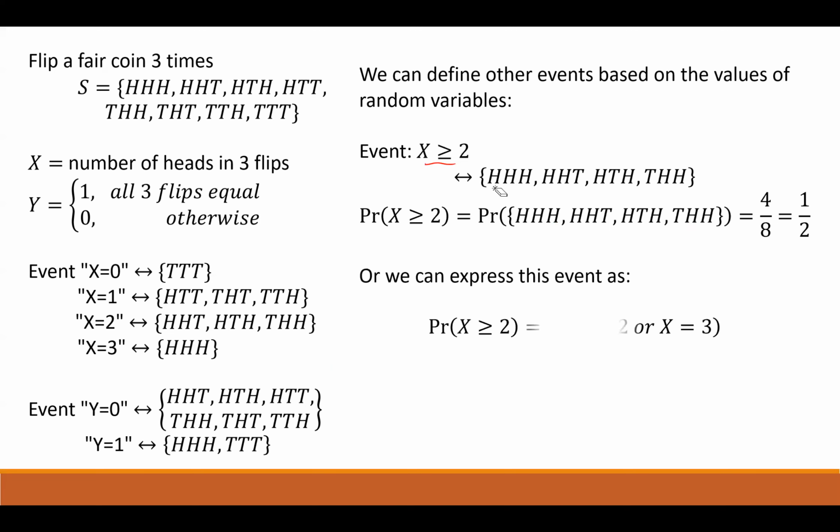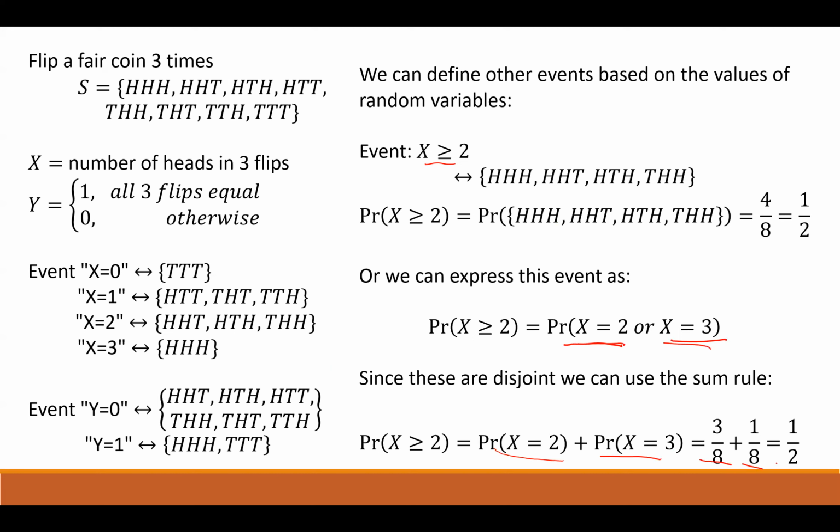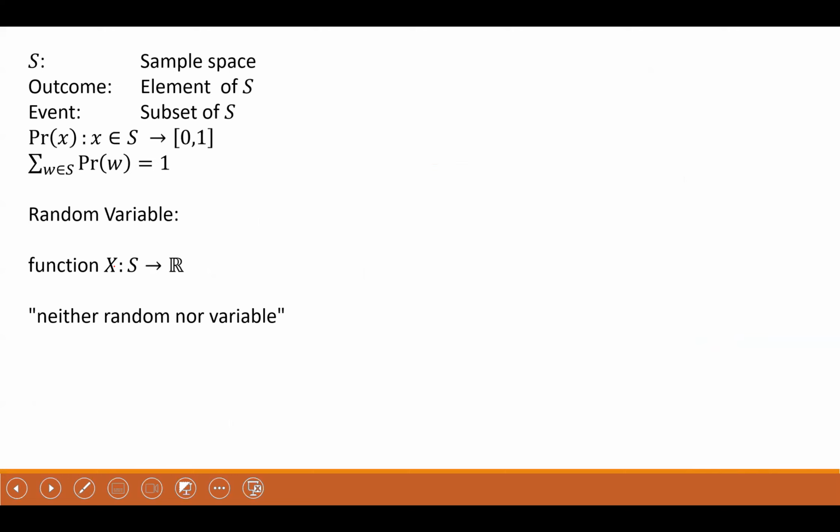You could also express this event as the union of x equal to 2 or x equal to 3. In this case, these are disjoint, so we can use the sum rule, right? So if we have 3 heads, we definitely don't have exactly 2 heads. We either have exactly 2 or exactly 3. So if I sum up these probabilities, I get 3/8 plus 1/8 is equal to 1/2. Okay, so nothing particularly new here. It's the same old definition of events. We just give them a different name based on our random variables.